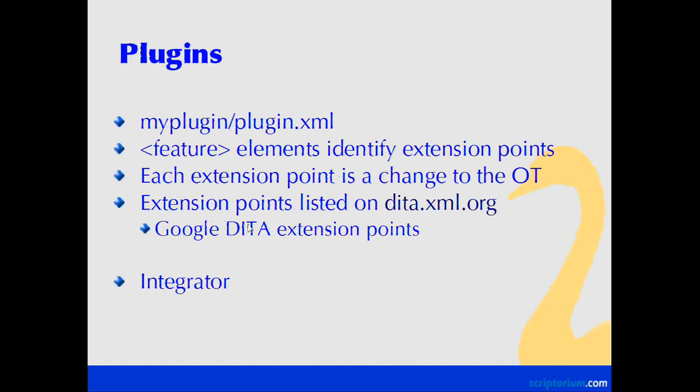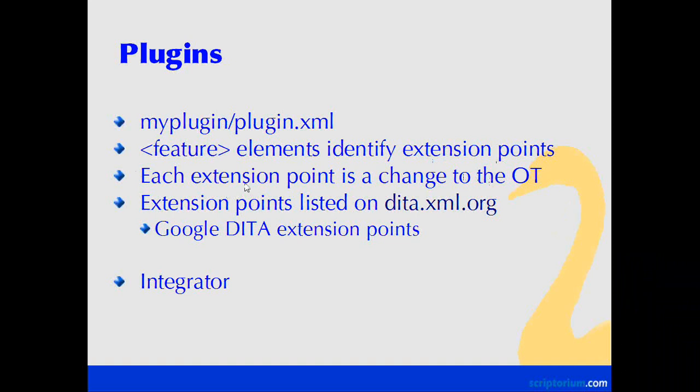So moving on a bit and looking more at plugins. The plugin architecture is a very useful thing in the DITA Open Toolkit, and it's based on two basic ideas. The first is that for each plugin that you have, there is a plugin.xml file. And this plugin.xml file describes all the places in the Open Toolkit that your plugin needs to modify. Each of these is identified by a feature element, and these are called extension points. So each extension point, as I said, is a change to the Open Toolkit.